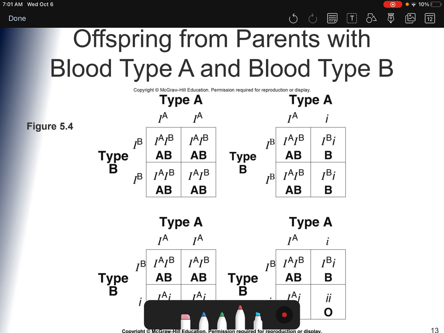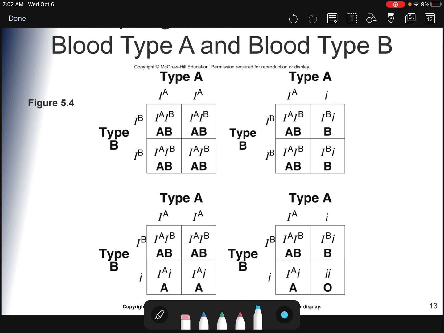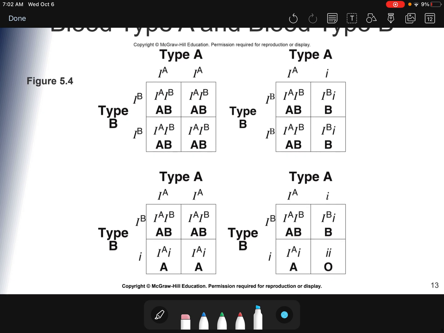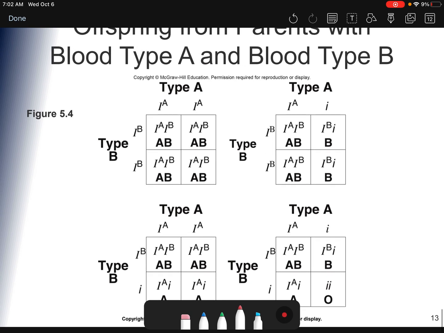So if you look at this, you can see if one parent has type A and one has type B, look at all the different combinations depending on what kind of type A they are. Are they both homozygous? If so, all the kids would be AB. Is mom heterozygous for A and dad homozygous for B? Then you'd have a 50-50 chance of AB blood and B blood. If mom's homozygous for A but dad's heterozygous for B, then you have a 50-50 chance of AB blood and type A blood. And if they're both heterozygotes, look at, they could have one of every kind right here.